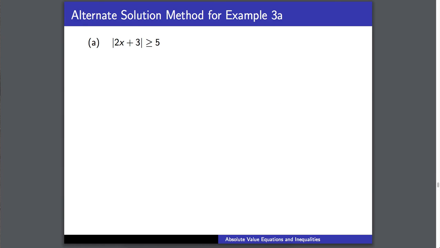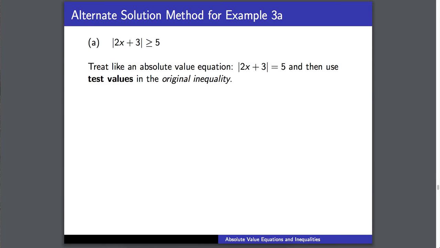Again, as an alternate solution method, we could treat it like an equation and solve it using test values. So we still get -4 and 1. And if we plug -4 and 1 into our original inequality, it does make our original inequality true. And then if we test out a value like -5, 2 times -5 plus 3 is -7. The absolute value of -7 is 7, which is greater than or equal to 5. So we would want to include any value to the left of -4.